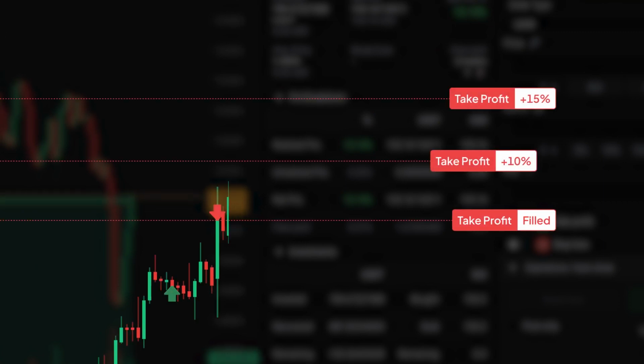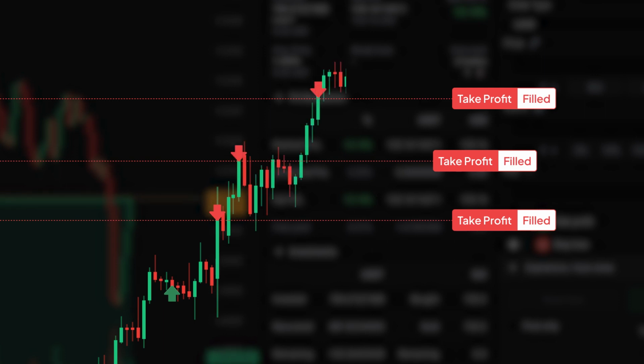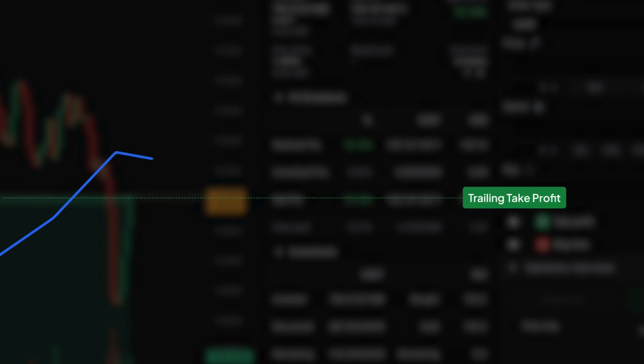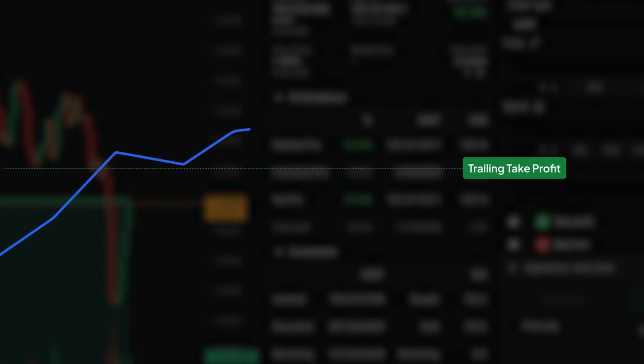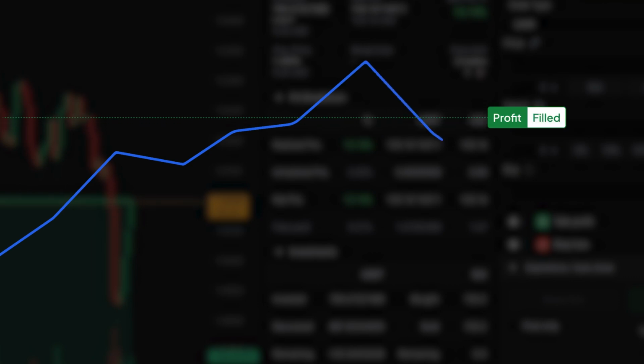Multiple take-profit targets allow you to scale out of a position at different price points. This approach captures profits at various stages of a market upswing, ensuring you don't miss out on potential gains. And in Altrady, you can even make the last take-profit target trailing. Trailing take-profits will continue to follow the price up and only sell on a downward movement.